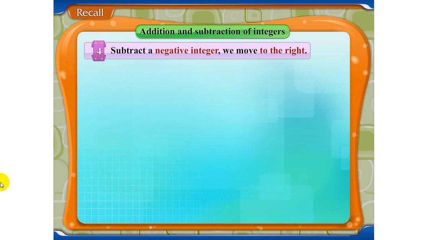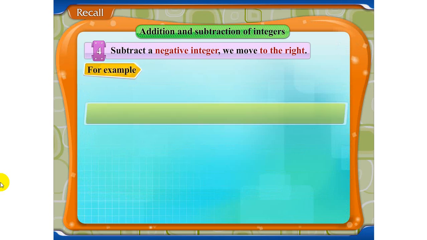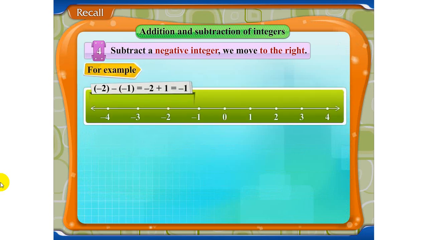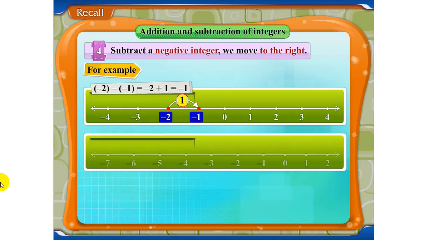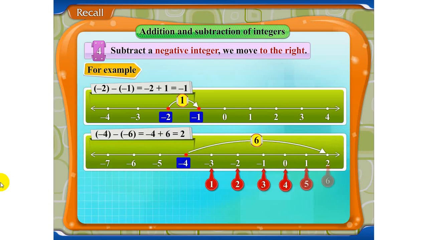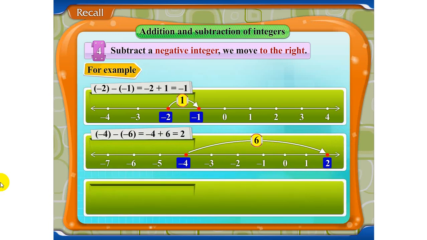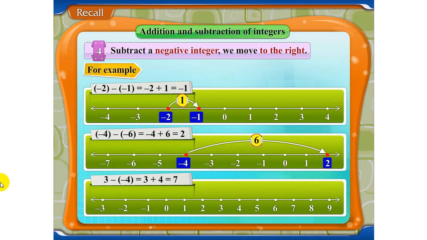4. Subtract a negative integer. We move to the right. For example, negative 2 minus negative 1 is equal to negative 2 plus 1, which is equal to negative 1. Negative 4 minus negative 6 is equal to negative 4 plus 6, which is equal to 2. 3 minus negative 4 is equal to 3 plus 4, which is equal to 7.